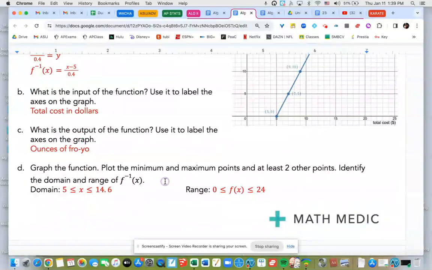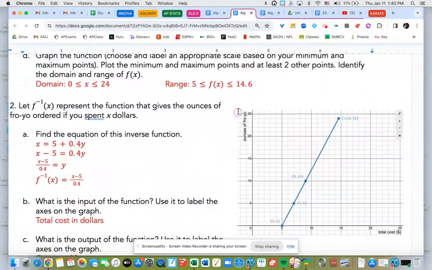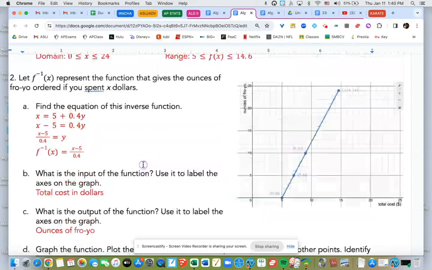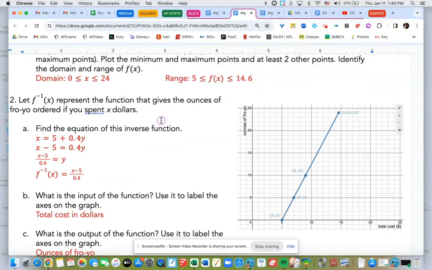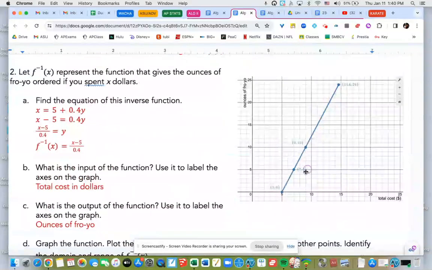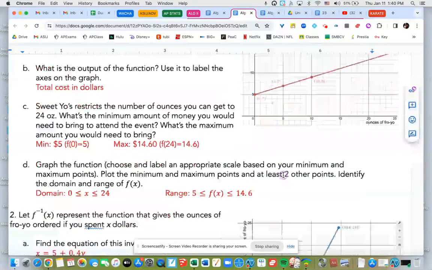They also ask for the domain and range of that. What you're going to notice here, and that's kind of one of the points of this, is when you do an inverse, the domain and the range, like this is the range. Look at the range of the original. And then that becomes the domain of my inverse. And the domain of my original becomes the range of my inverse. You can obviously see it from the graph, right? The domain goes from 5 to 14.6, and the range now goes from 0 up to 24. That's completely just the opposite of what we had before, right? The opposite domain and range.